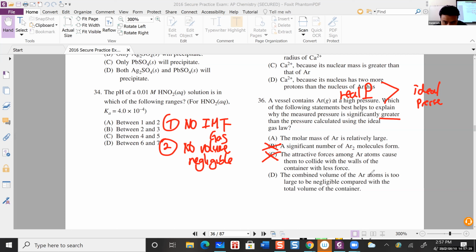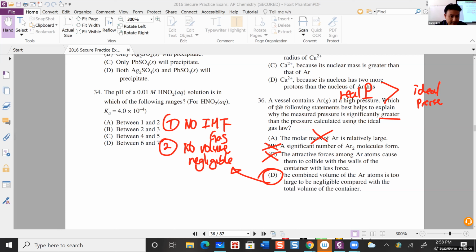The combined volume of argon atoms is too large to be negligible. Yeah, that's the reason. So the gas volume is not negligible, okay? It's not the molar mass. So the answer key says 36D. Yes, D is the answer. They're saying you cannot assume the argon volume is negligible. They're too big, the actual volume, right? And that means the collisions would probably be stronger. That's why higher pressure, that's the best guess, yeah?